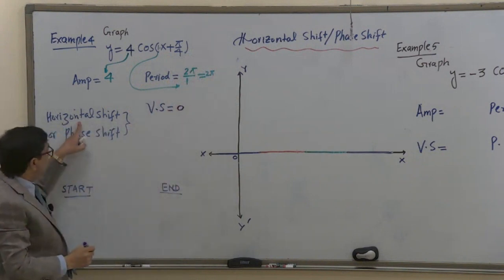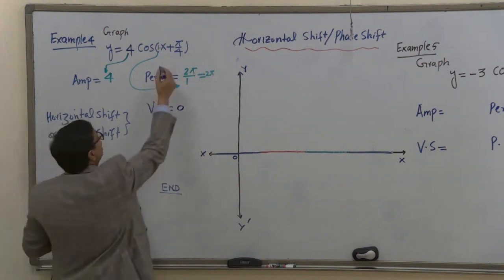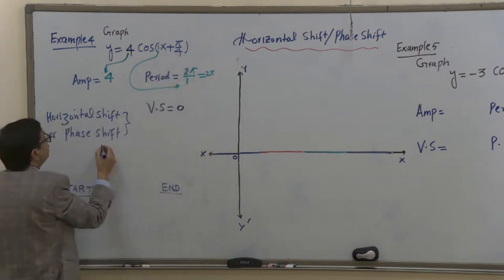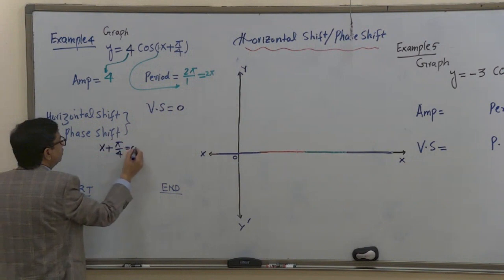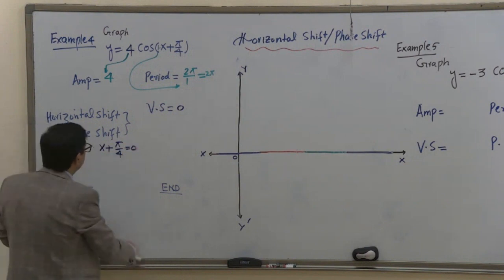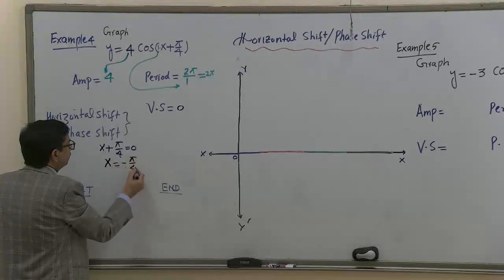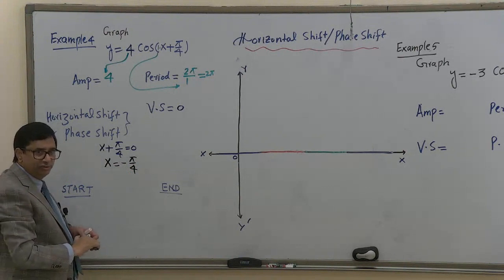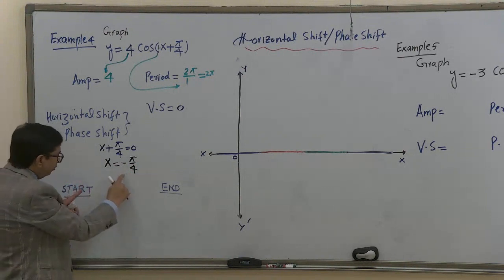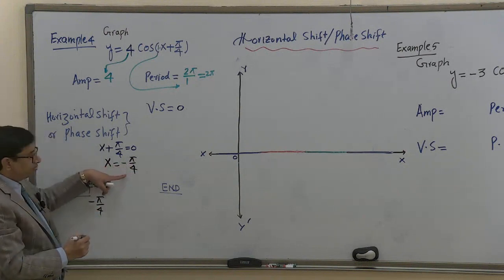Phase shift or horizontal shift is always taken from this part. We put this equal to 0: x plus pi over 4 is equal to 0. And this gives you x is equal to negative pi over 4. Okay? x equals negative pi over 4. And negative pi over 4 is what? This is the start point. Our graph starts from negative pi over 4.